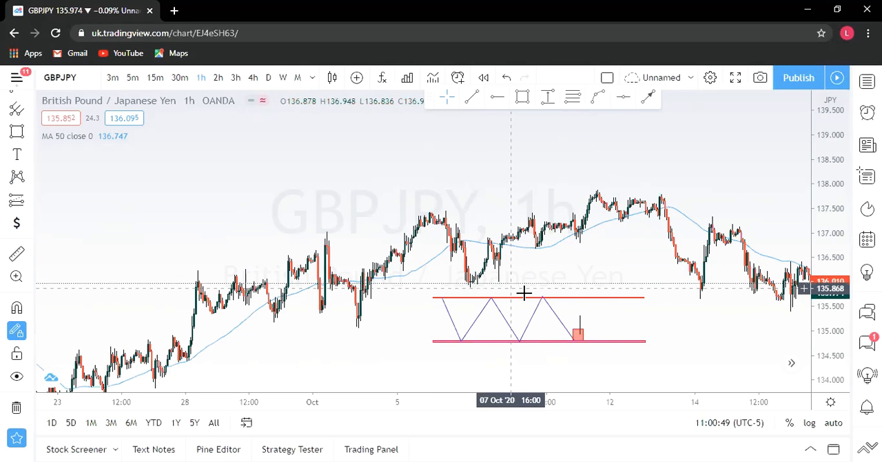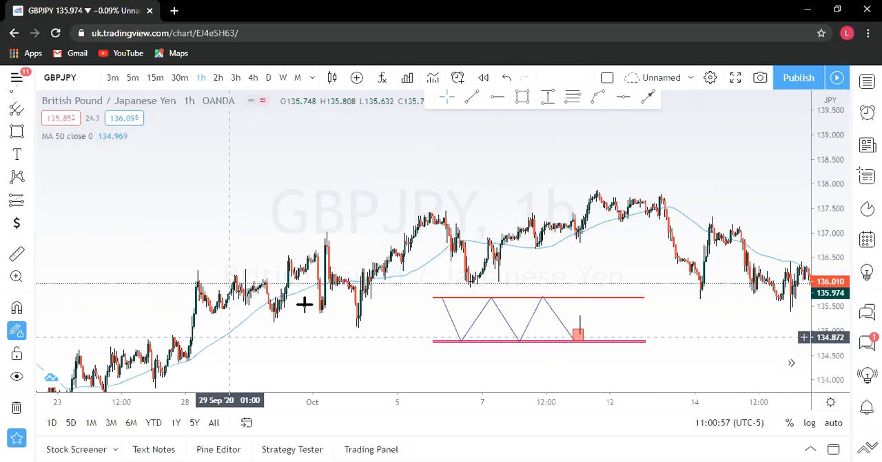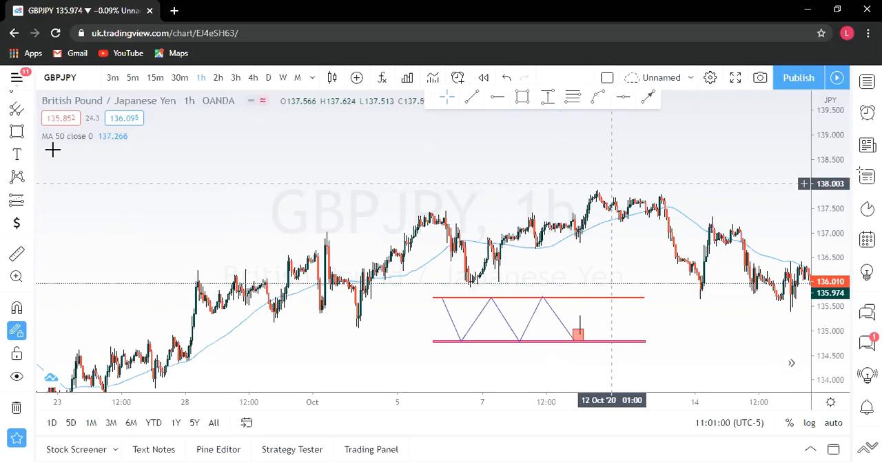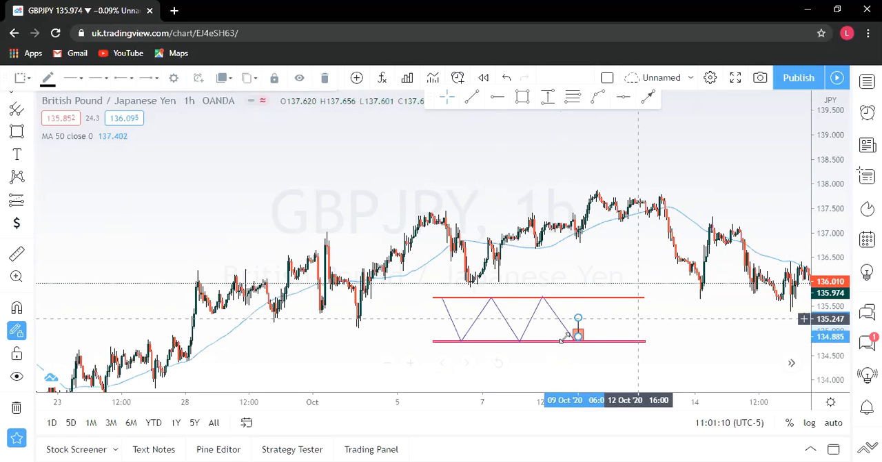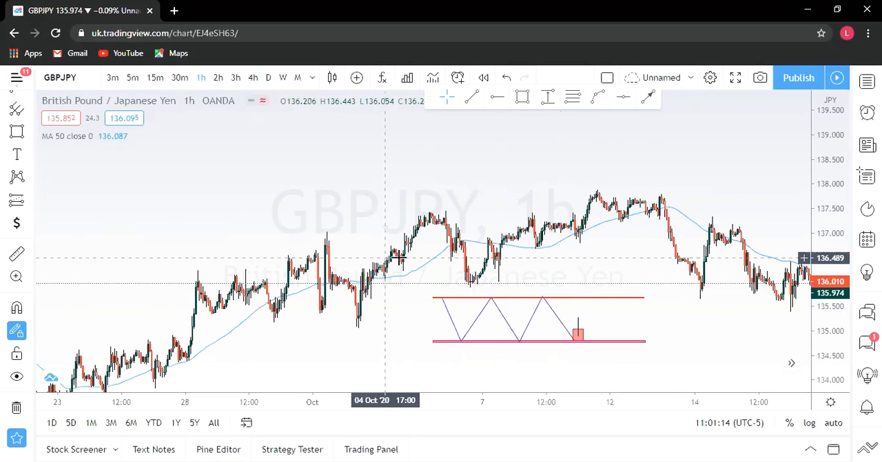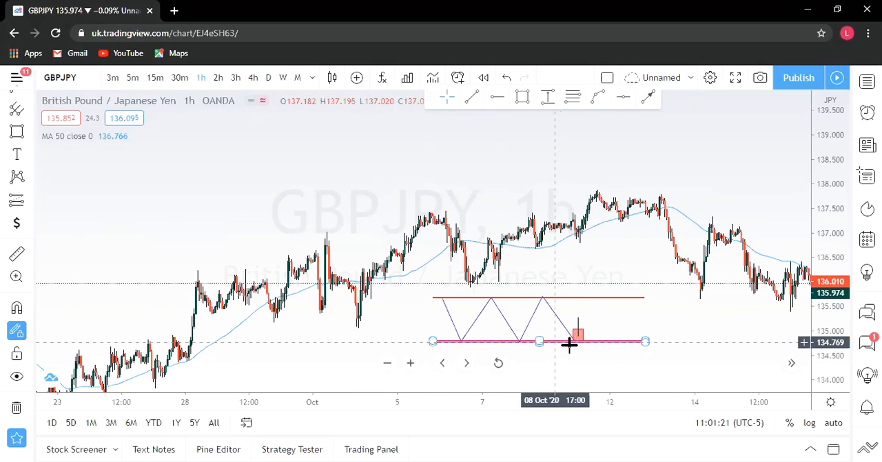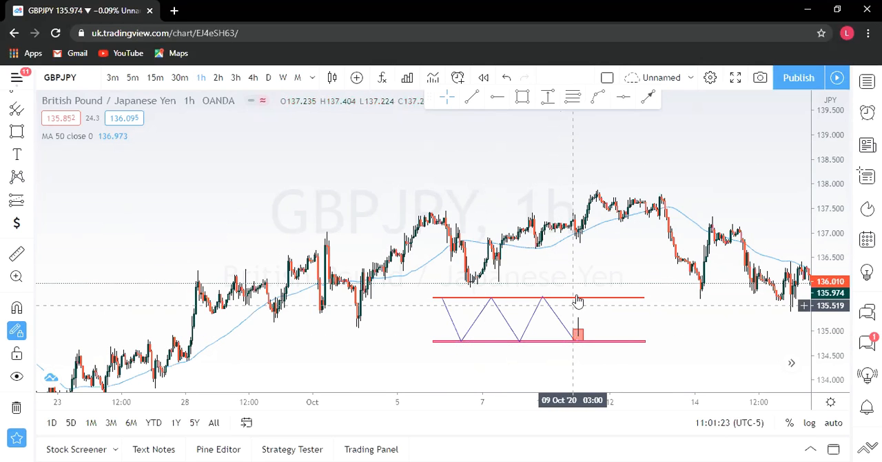Another thing you can also add to your confluence is your indicator, the moving average. You can decide to make use of the 50 moving average, the 200, or the 21. The moving average also helps you if it is at this support level. That means the moving average is also acting as support, which is also in support of what you are about to do. And if it is at a resistance level, it is also in support of you to sell.